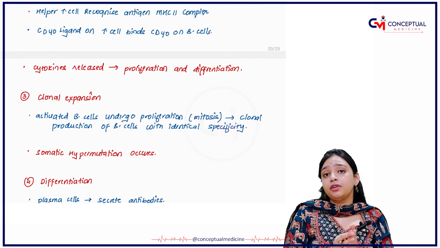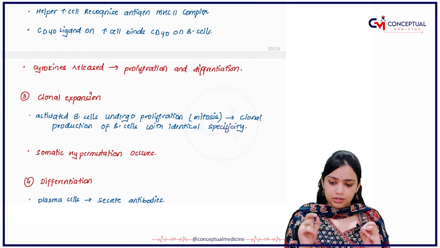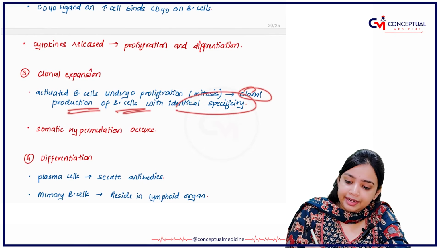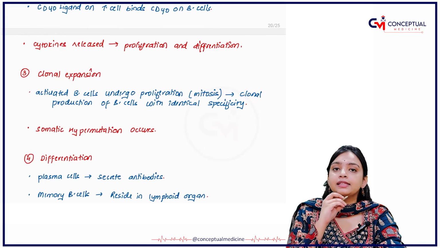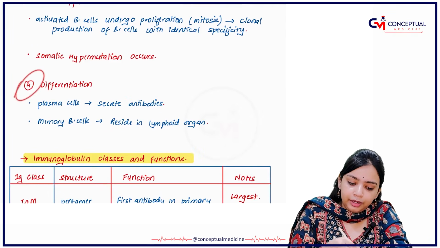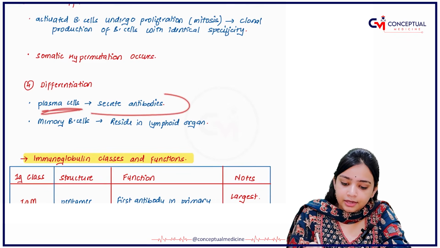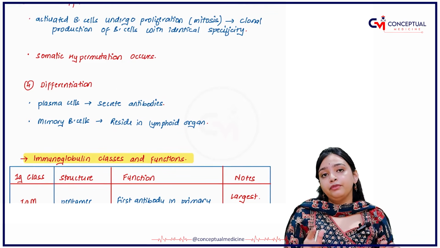What is the process of proliferation? It is nothing but the process of mitosis, right? So there is clonal production of B cells with identical specificity. Fourth, the last one, is the process of differentiation. The plasma cells secrete the antibodies and the memory B cells reside in the lymphoid organ.